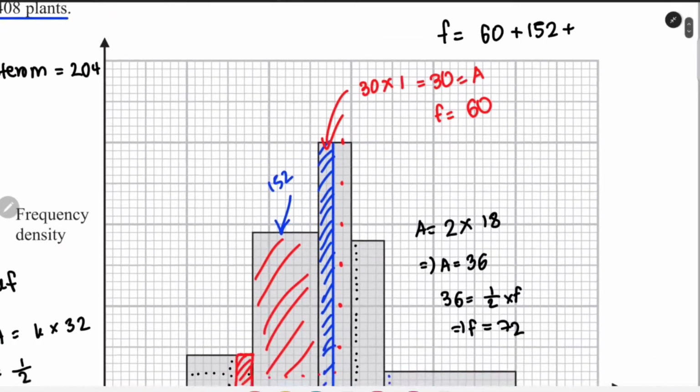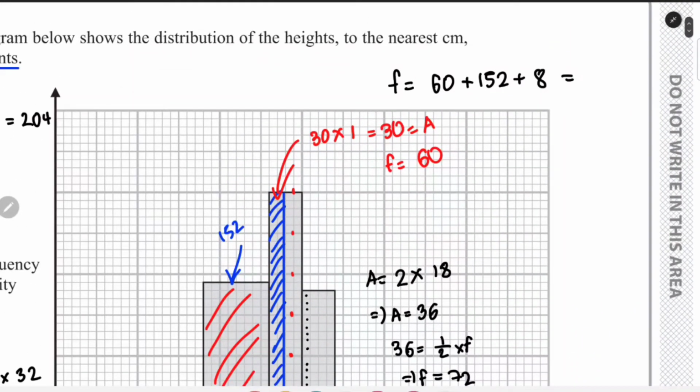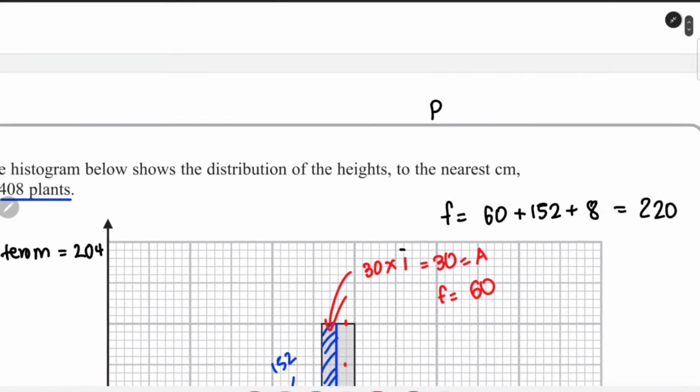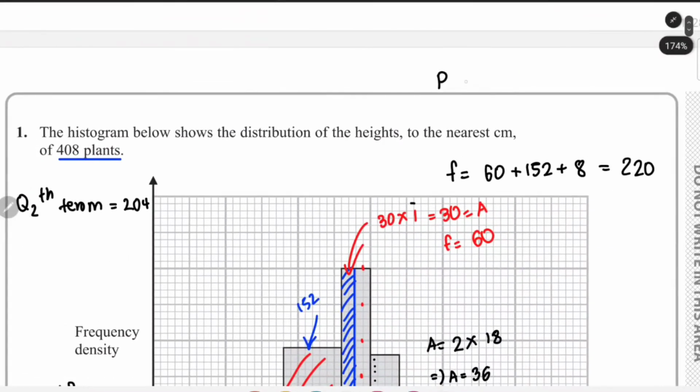152 plus 8. So this comes out to be 220. So the probability we choose 2 plants consecutively from this would be, let me write this. P would be, the first time it would be 220 divided by 408, which is the total number of plants.